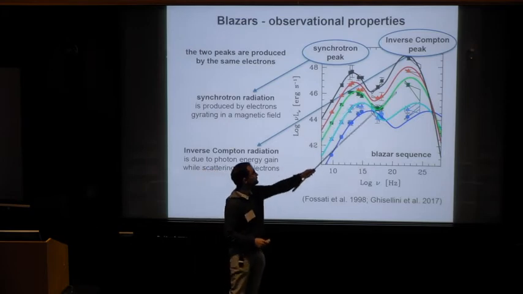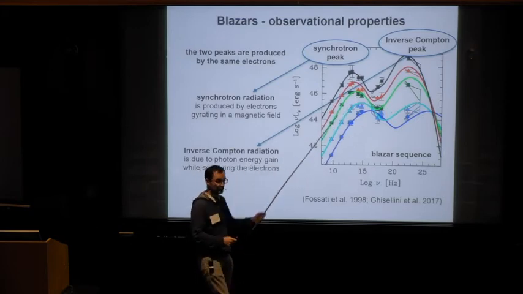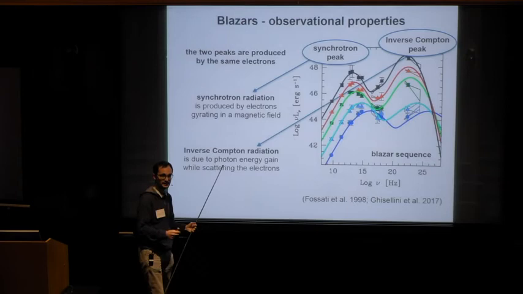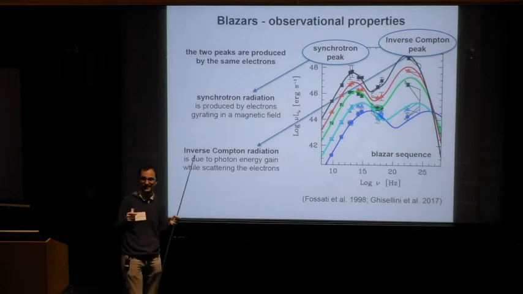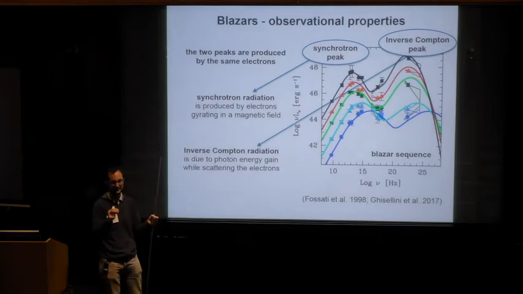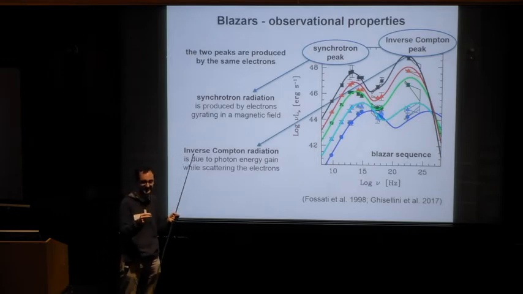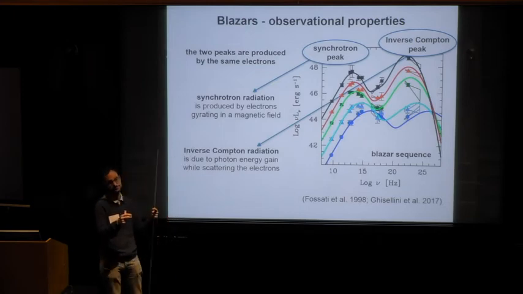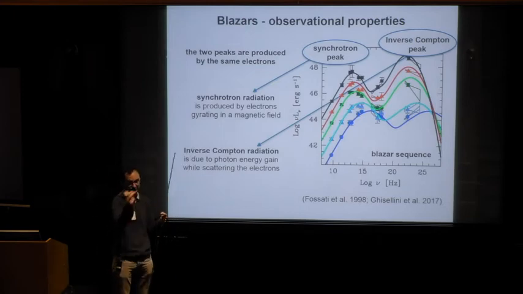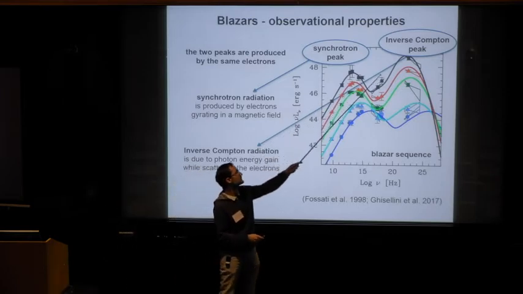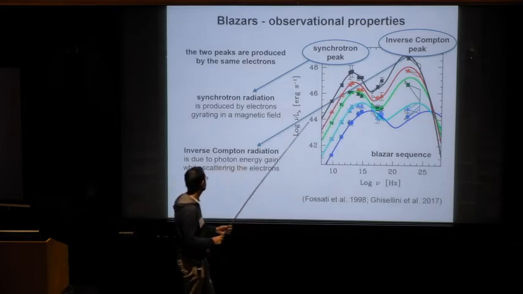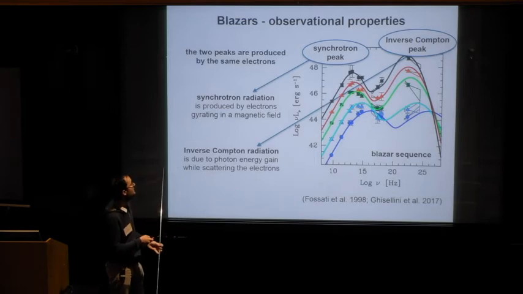The second peak is thought to be inverse Compton radiation. Inverse Compton photons are photons that gain a lot of energy while scattering off a relativistic electron. So I have a photon that is not that energetic, and a very energetic electron. There is scattering, the photon gains a lot of energy by this process, and this we think is what is producing the second peak. So these are the objects that I'm looking at.